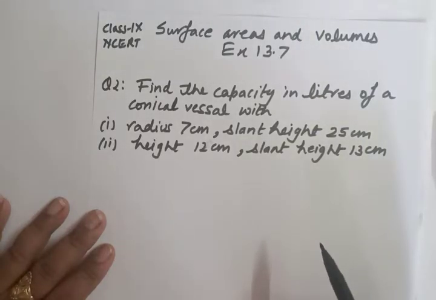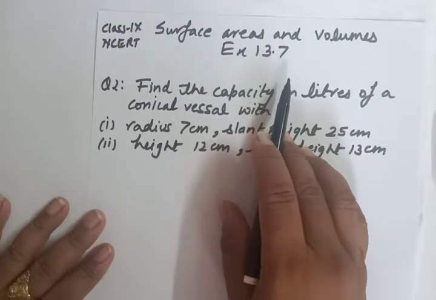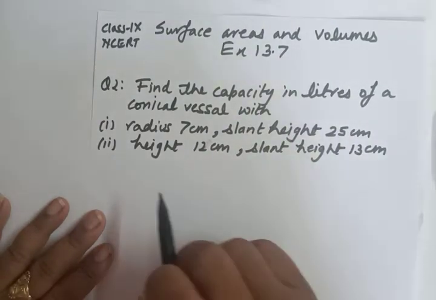Hello students, chapter Surface Areas and Volumes, Class 9 NCERT. Exercise 13.7 is regarding the volume of the cone. I have taken question number 2 as an example.